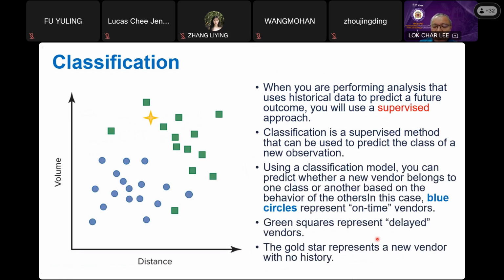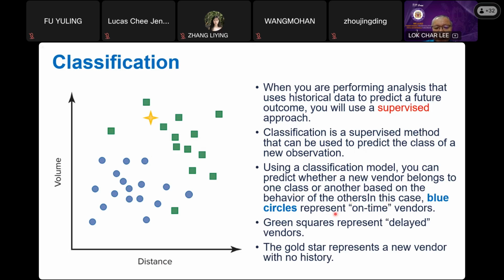Okay, then we come to classifying. The classifier. When we are performing analysis that uses historical data to predict a future outcome, we use a supervised approach. Classification is a supervised method that can be used to predict the class of a new observation. Using a classification model, you can predict whether a new vendor belongs to one class or another based on the behavior of the others.